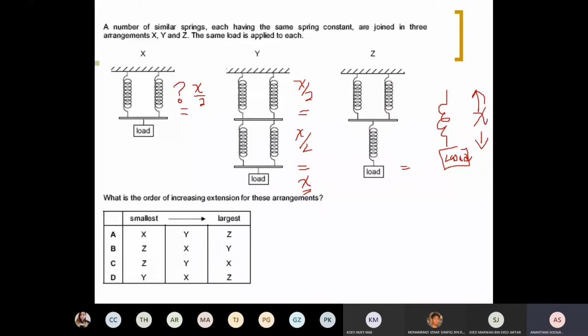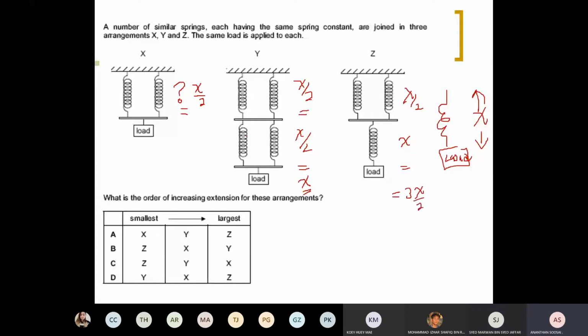The third one, what is the total extension? They are not sharing. Up and down never share the load. They never help each other. So the first one, these two help each other, the parallel. So here the extension will be x over 2. This spring, this lone ranger, the one spring with the load, is going to extend x. So the total here is going to be 3x over 2.